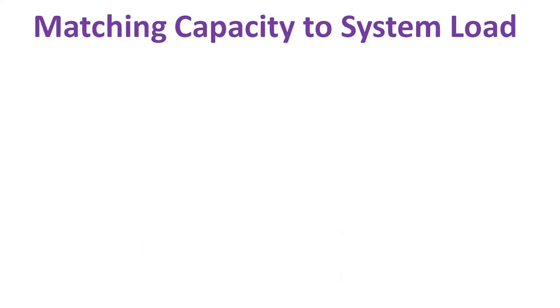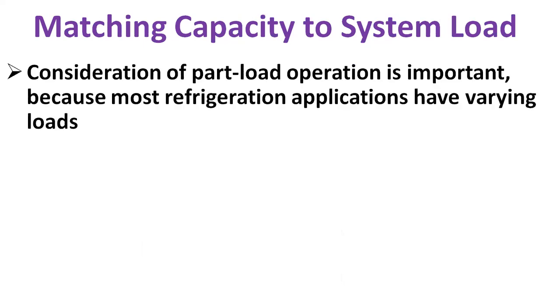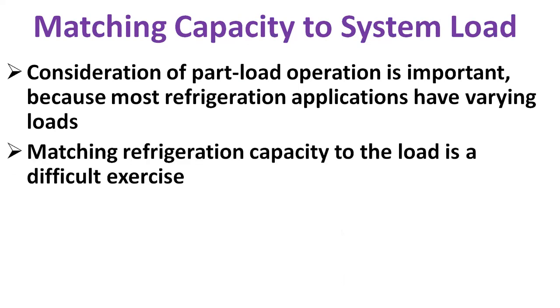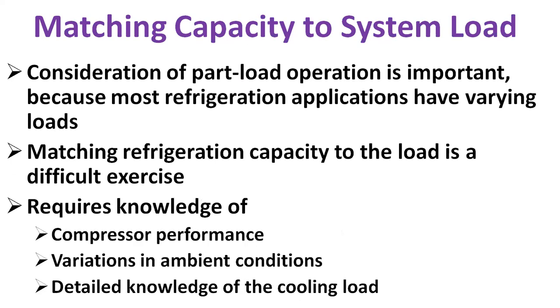The next one is matching capacity to system load. During part load operation, the evaporator temperature rises and condenser temperature falls, effectively increasing the COP. But at the same time, deviation from the design operation point and the fact that mechanical losses form a greater proportion of the total power negate the effect of improved coefficient of performance, resulting in poorer part load efficiency.